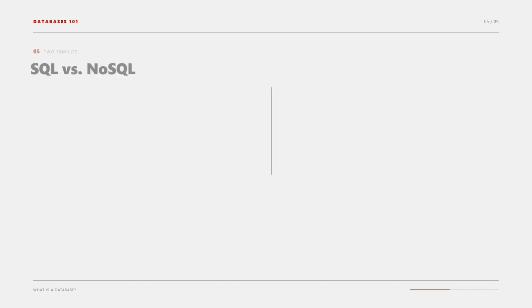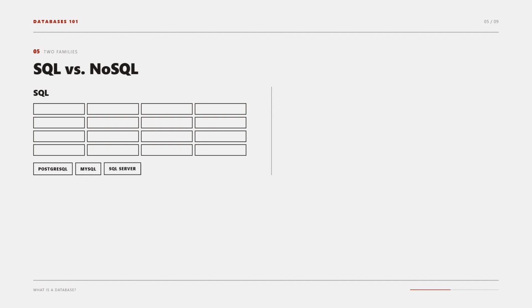Databases generally fall into two broad categories. SQL, or relational, databases, such as PostgreSQL, MySQL, and SQL Server, store data in structured tables with a fixed schema. They are well suited to data where consistency and relationships matter, like financial records. NoSQL databases, such as MongoDB or Redis, store data more flexibly as documents, key value pairs, or graphs.